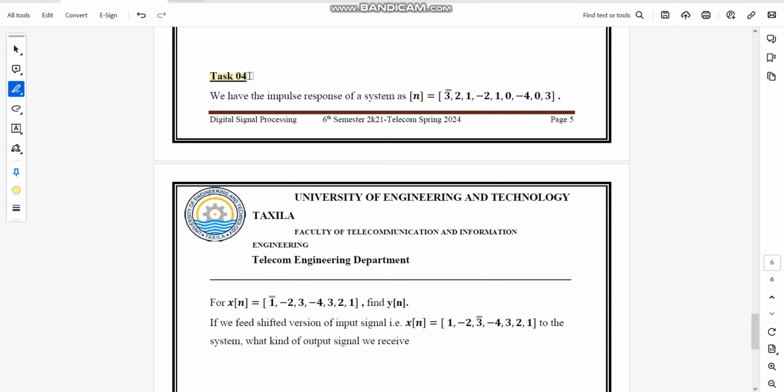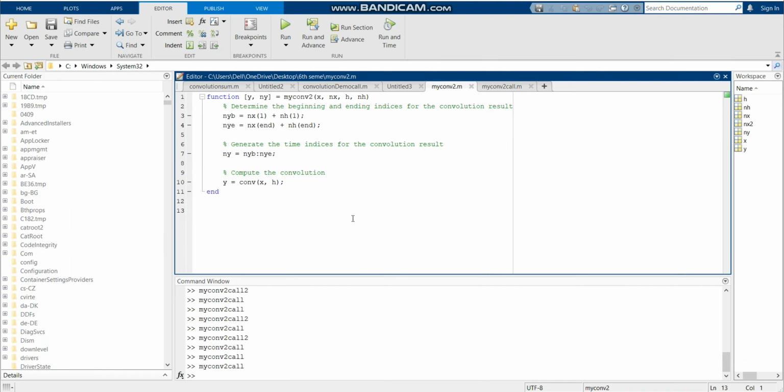Task 4 is the last task of the DSP Lab 4, and it is: we have the impulse response of a system as h of n is equal to 3 2 1 minus 2 1 0 minus 4 0 3. For x of n is equal to 1 minus 2 3 minus 4 3 2 1, find y of n. Let us see the MATLAB code.